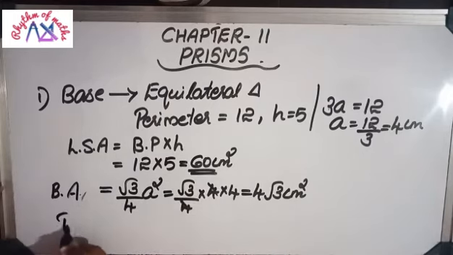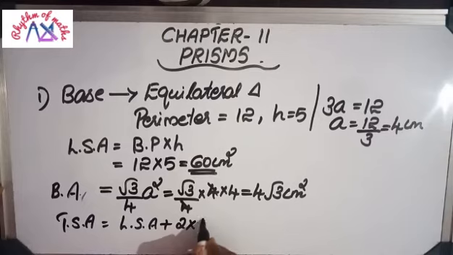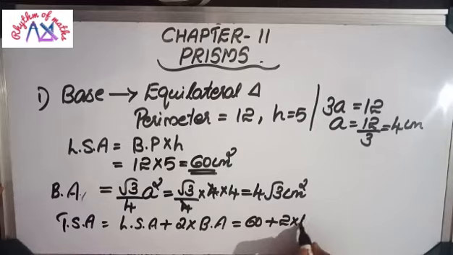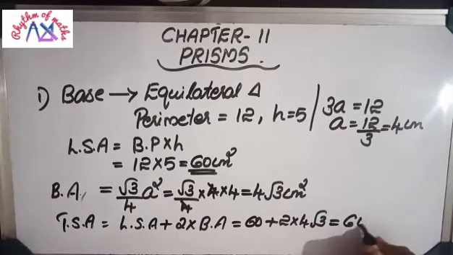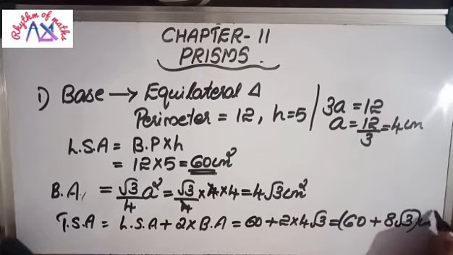Now let's find TSA. What is the equation for TSA? LSA plus 2 into base area. This is the equation. So the LSA answer is 60 that we already found, plus 2 into 4 root 3. That is equal to 60 plus, 4 2s are 8 root 3. 60 plus 8 root 3 centimeter square is the answer.